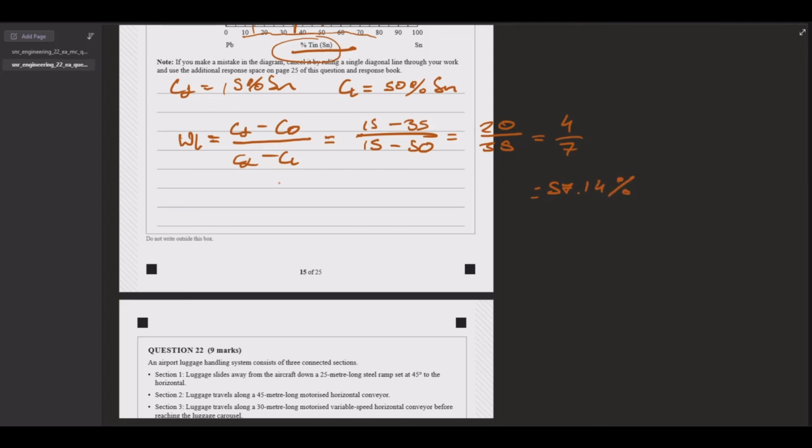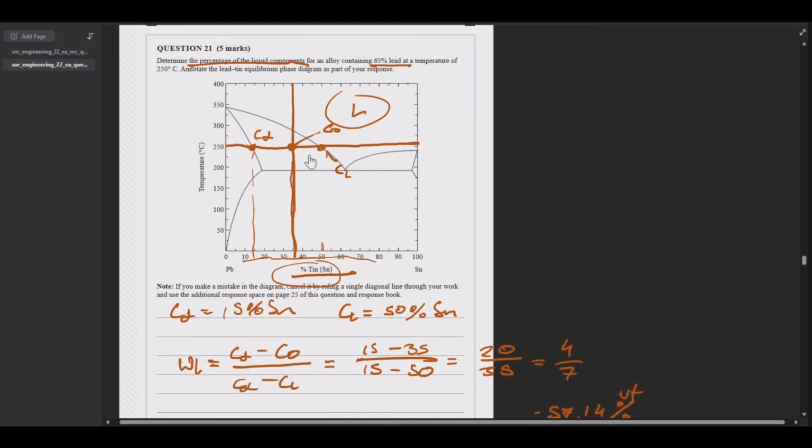57.14% weight percent. We've annotated the lead tin equilibrium phase as part of the response. That should be all the annotation that's needed. If there's any more annotation needed, I'm going to be angry.